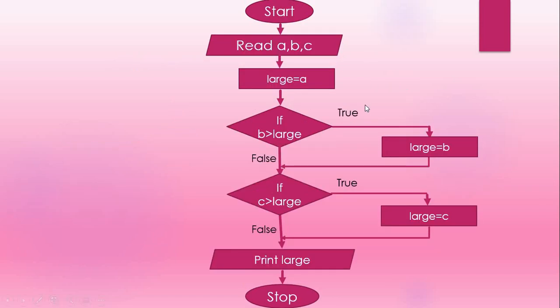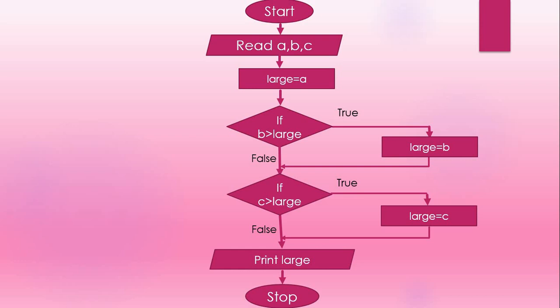This is one more method which can be used to find largest of three numbers. As we discussed in previous class, the same problem can have two or more solutions. So to find largest of three numbers, this is one more solution. So in this case, first step is start, then it goes to reading of data, read a comma b comma c. In this case, we are assuming that the first number is large, and this large value we are comparing with the other two values.